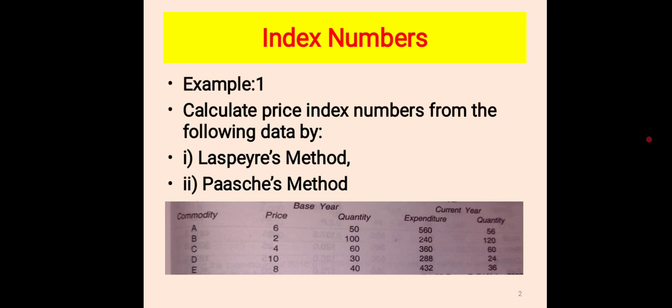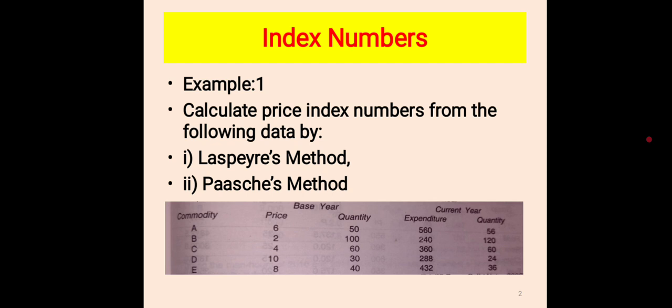So commodities A, B, C, D, E are given. Base year means 0, current year means 1. The base year price is given: A is 6, B 2, C 4, D 10, E 8, and base year quantity is given: A 50, B 100, C 60, D 30, E 40. Current year expenditure is given: A is 560, B is 240, C is 360, D is 288, E is 432. Current year quantity is given: A 56, B 120, C 60, D 24, E 36. This is the question.